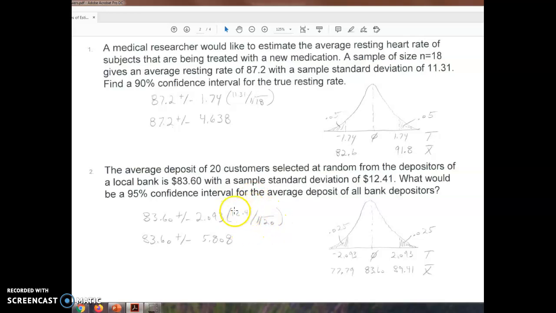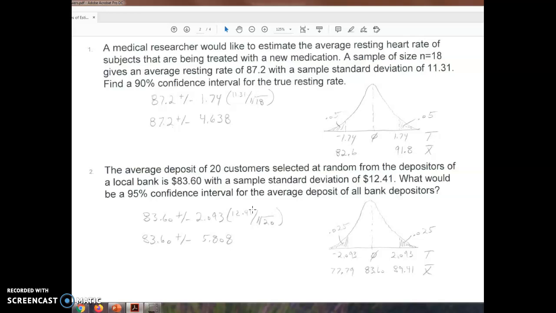Now, if you multiply that by the t-score, you get a margin of error of 5.808. So we are 95% confident that the true population mean is 83.6 plus or minus 5.808. Where do we get this t-value? Well, same as before, we used our t-table. And we had to use our t-table because we didn't know the population standard deviation. We had to estimate it, right? By using the sample standard deviation as a proxy.